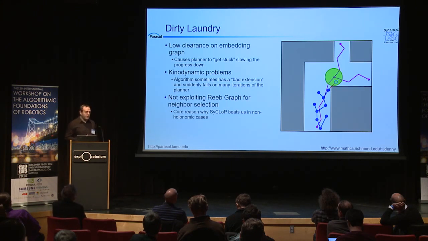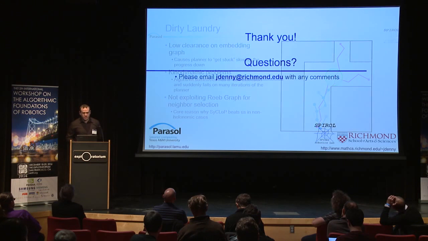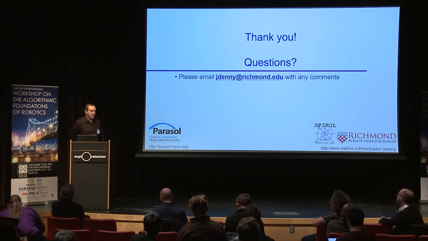And then lastly, to overcome that difference to Cyclop, we'd like to also exploit this Reeb graph in our neighbor selection strategy to reduce the number of neighbors and hopefully speed up our neighborhood selection. So with that, I will conclude, and if you have any questions, I'll be happy to take them. Thank you.